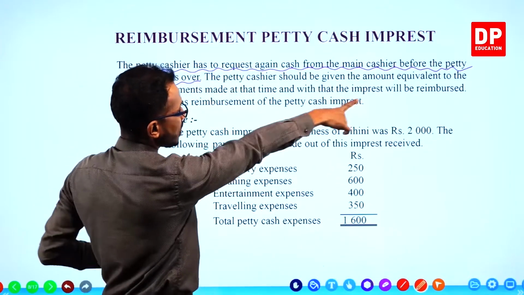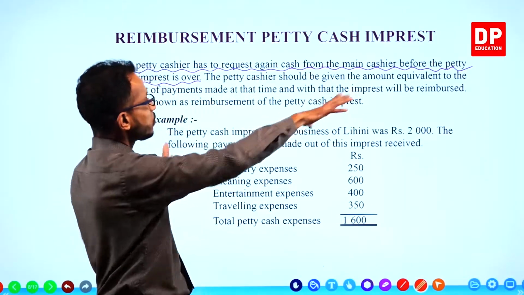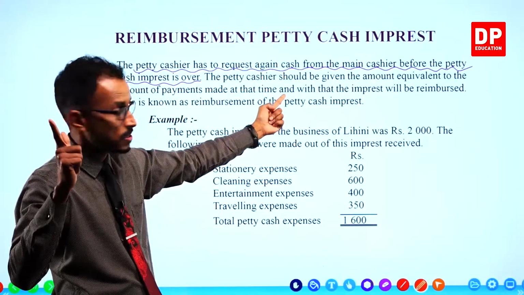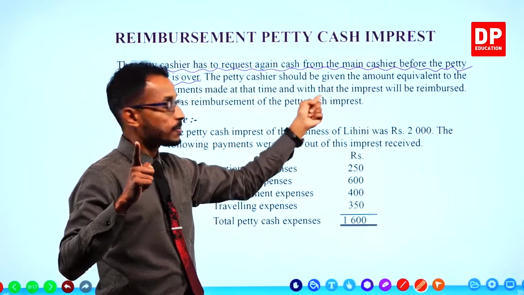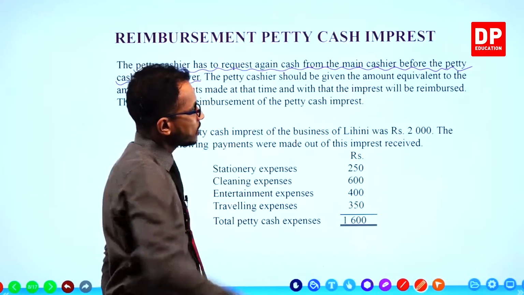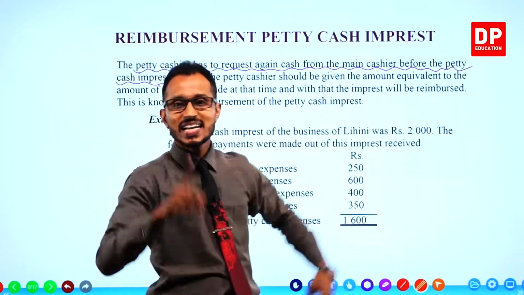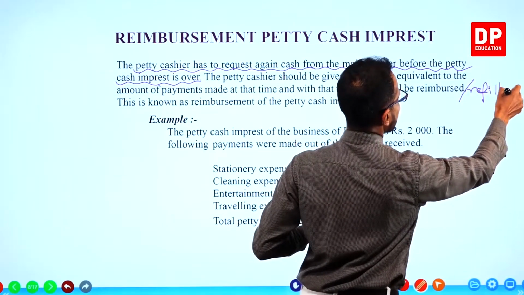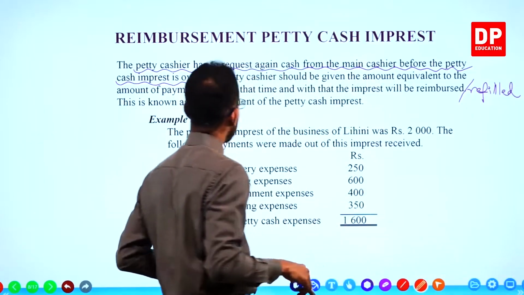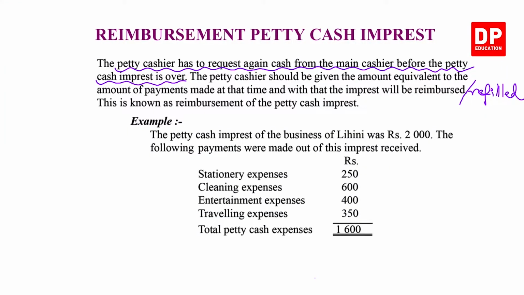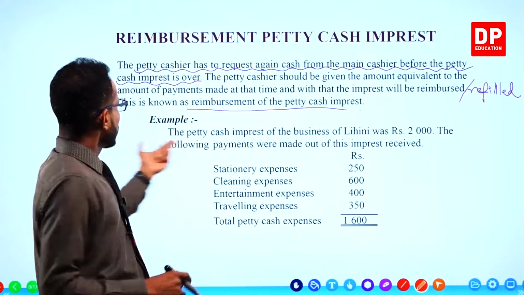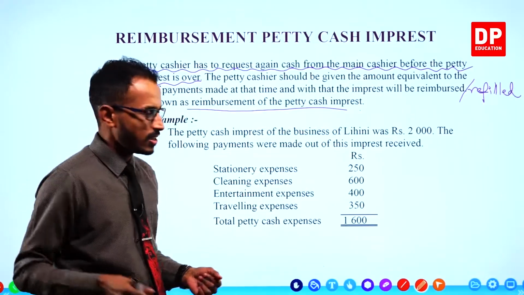Petty cashier should be given the amount equal to the amount of payments during that time. With that, the imprest will be reimbursed or refilled. That is known as the reimbursement of the petty cash imprest. It's like refilling, nothing serious.